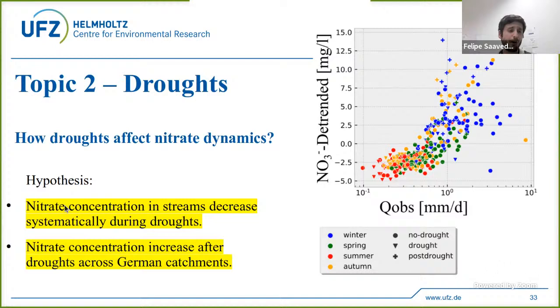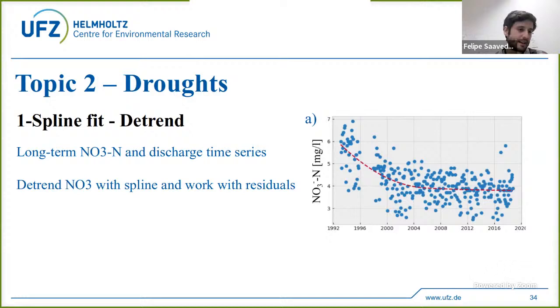So the hypothesis is that nitrate concentrations in stream decrease systematically during droughts, and after droughts, they will increase due to this post-drought effect in German catchments. So we wanted to check this. Well, as I said, I'm working with low frequency data. So bi-weekly to monthly grab samples.